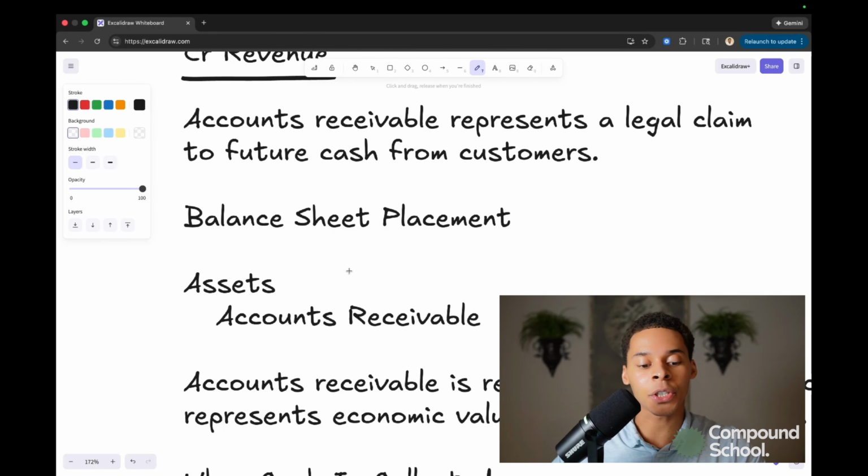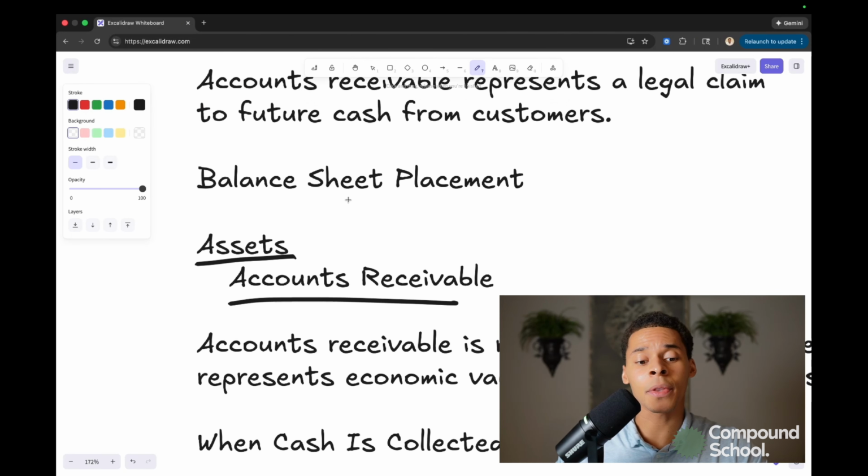And on the balance sheet, we're going to record accounts receivable as an asset. And if you don't know what an asset is, it's simply a probable future economic benefit. If a business expects to receive a future economic benefit from it, they would call it an asset, okay? So since we expect to be paid in the future, accounts receivable is going to be considered an asset.